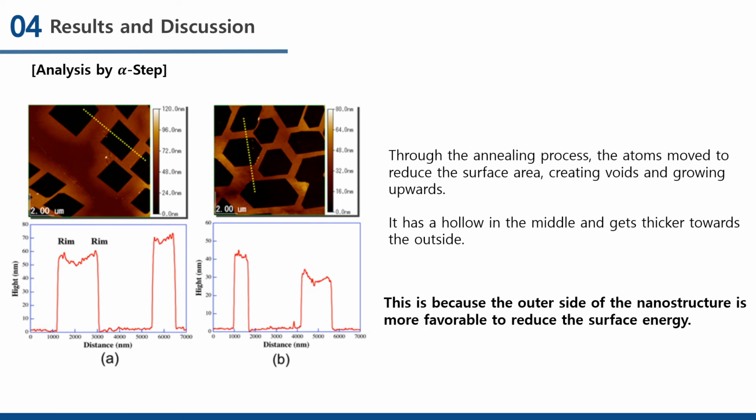Through the annealing process, the atoms move to reduce the surface area, creating voids and growing upwards. It has a hollow in the middle and gets thicker towards the outside. This is because the outer side of the nanostructure is more favorable to reduce the surface energy.